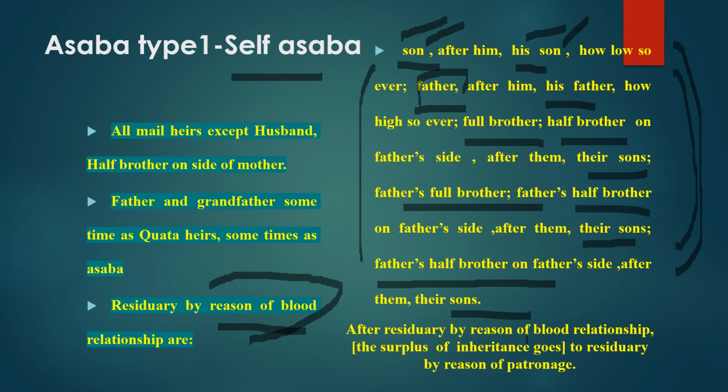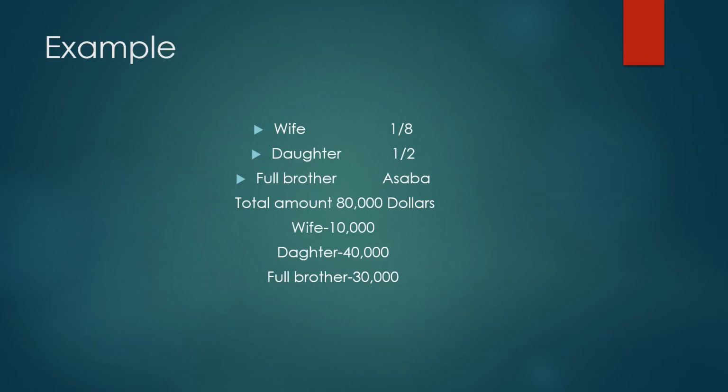So here you have to learn that asaba, the heirs of the remaining property, are of three types. The first type is self asaba. It means they are basically the asaba, residuary heirs. They are not counted as residuary heirs because of any other reason, because they are self asaba by birth. We can move to the second.